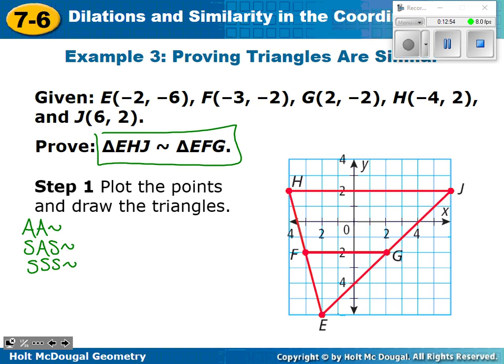So if I look at this, what's the first thing I notice, Miranda? E. So if I'm writing this as a proof, I have my given.